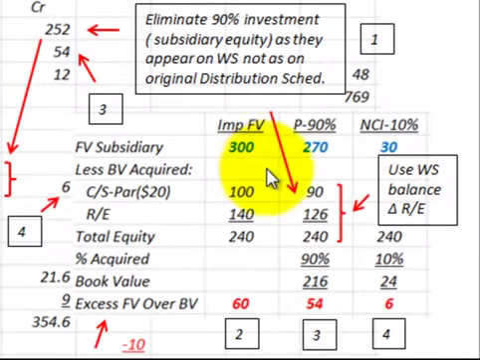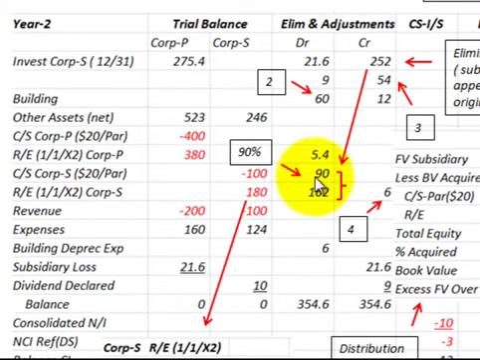Okay, next looking at the distribution schedule between the parent and non-controlling interest. We have to eliminate for the parent 90% of the equity of the subsidiary at its book value, and we also have to distribute the excess of the fair value over the book value. Now this distribution schedule is based on the initial acquisition date, but since then the 90% of the retained earnings in the subsidiary has changed. So what we have to do is go back to the consolidated worksheet for year 2 and make our eliminations off that.